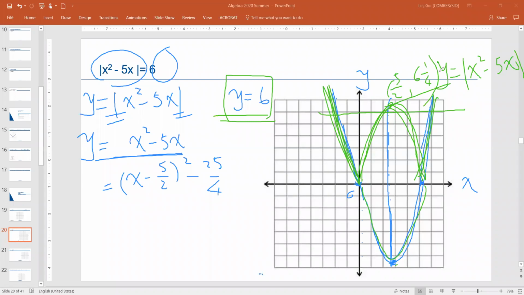Let me use different colors. Actually, it's right this line. So you can see they have 4 crossing points. So you can get 4 answers. That's what we earlier got, 4 answers, right? Yeah.